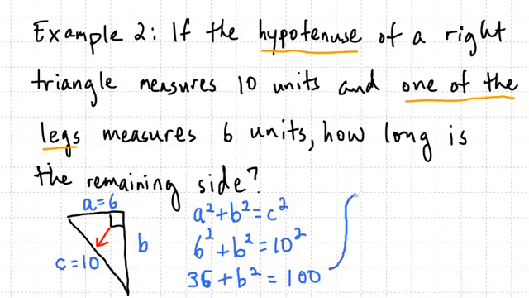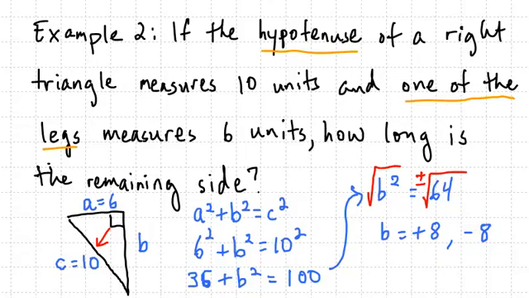Okay, now I'm going to subtract 36 from both sides. B squared is equal to 100 minus 36, which is 64. Once again, I have a quadratic equation, so I'm going to take the square root of both sides, remembering the plus and minus here. So B is equal to positive 8, or is equal to negative 8. Once again, I'm dealing with a side of a right triangle, so the lengths of sides can't be negative. So what I conclude is that B has to be 8 units in length.